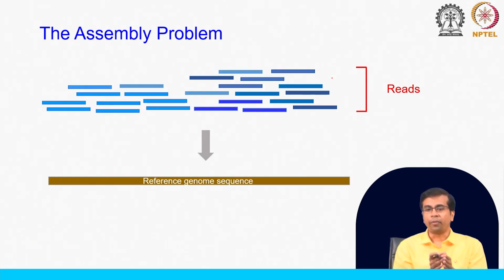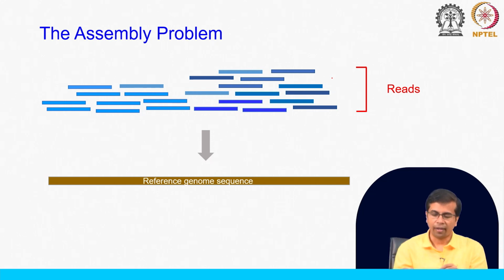So, the assembly problem we can summarize in this very simple cartoon. What you get is the reads from the sequencer here on top. The reads are shown in different shades of blue, and from these reads you want to build a single continuous sequence. That is the goal. This is what we call the reference genome sequence, for example, the human reference genome or the mouse reference genome.